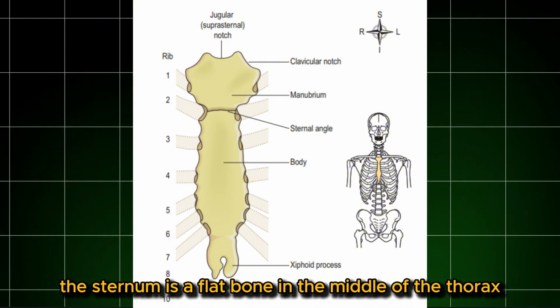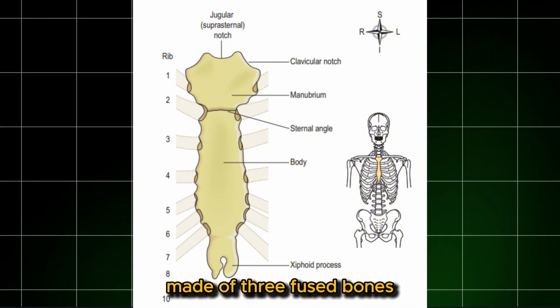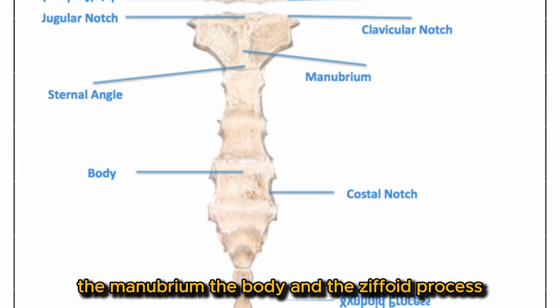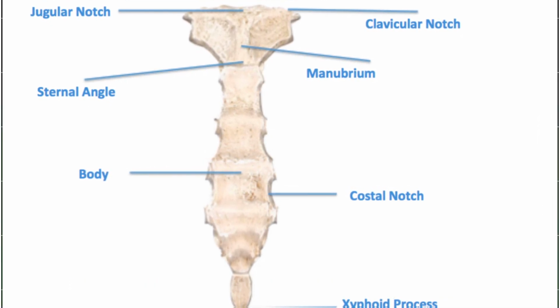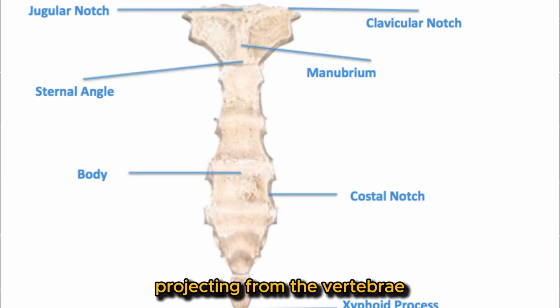The sternum is a flat bone in the middle of the thorax, made of 3 fused bones, the manubrium, the body, and the xiphoid process. There are 12 pairs of ribs projecting from the vertebrae.